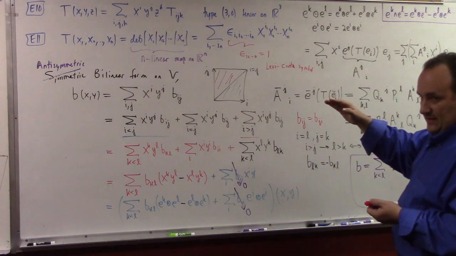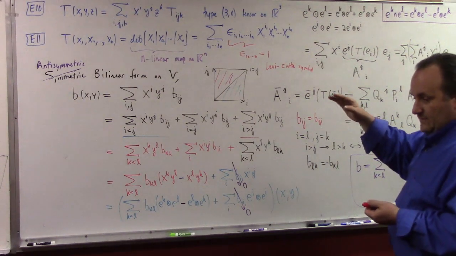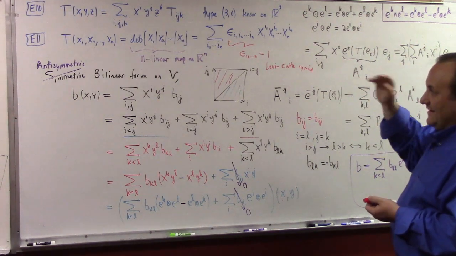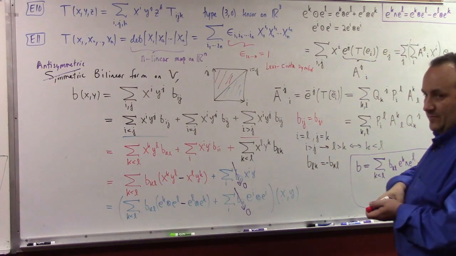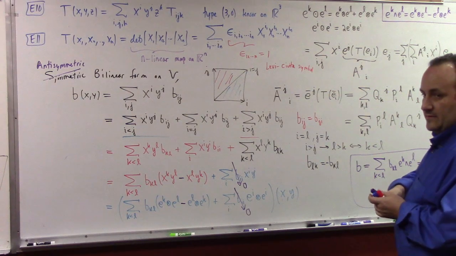But the determinant is a tensor. It is a real valued tensor. It's an n-linear map, a multilinear map. It's probably the most important multilinear map, honestly.